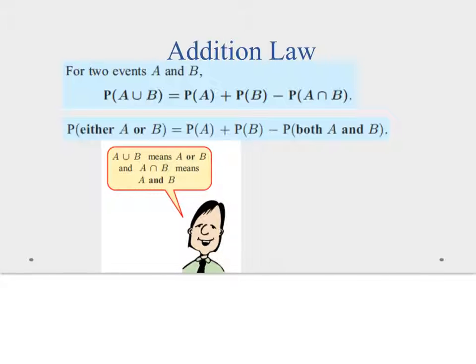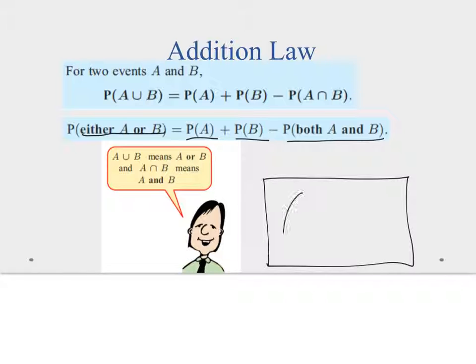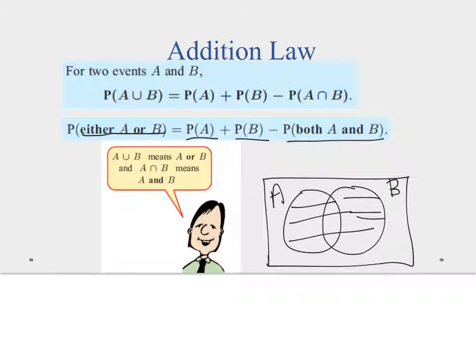So if we write it in words, the probability of either A or B is equal to the probability of A plus the probability of B minus the probability of both A and B. And if we look at that in a Venn diagram, it kind of makes sense why that is, because the probability of A or B is equal to all of this. So it's equal to everything in here.